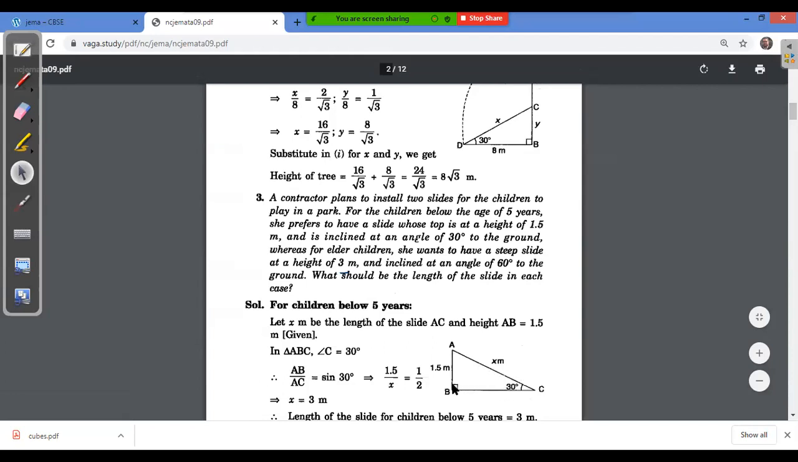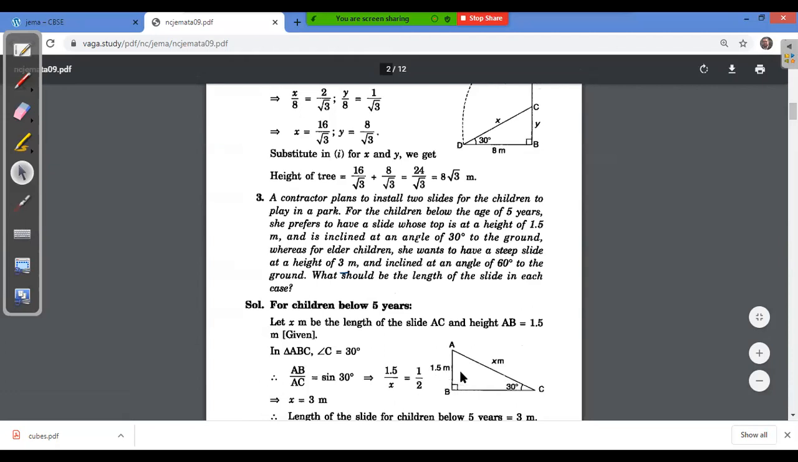So what I'm going to do here, the perpendicular is given. The hypotenuse has to be found out. So I'm going to use sine. Sine 30 is p by h. So sine 30 we know is 1 by 2. The value of the perpendicular given to us is 1.5. Hypotenuse is x. Cross multiply, we get the value of x as 3.